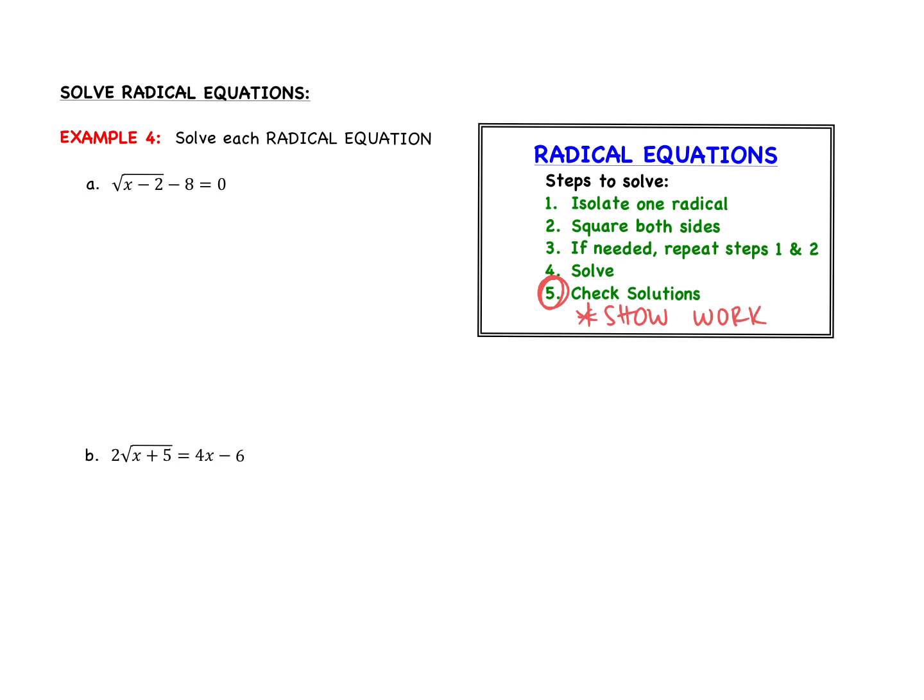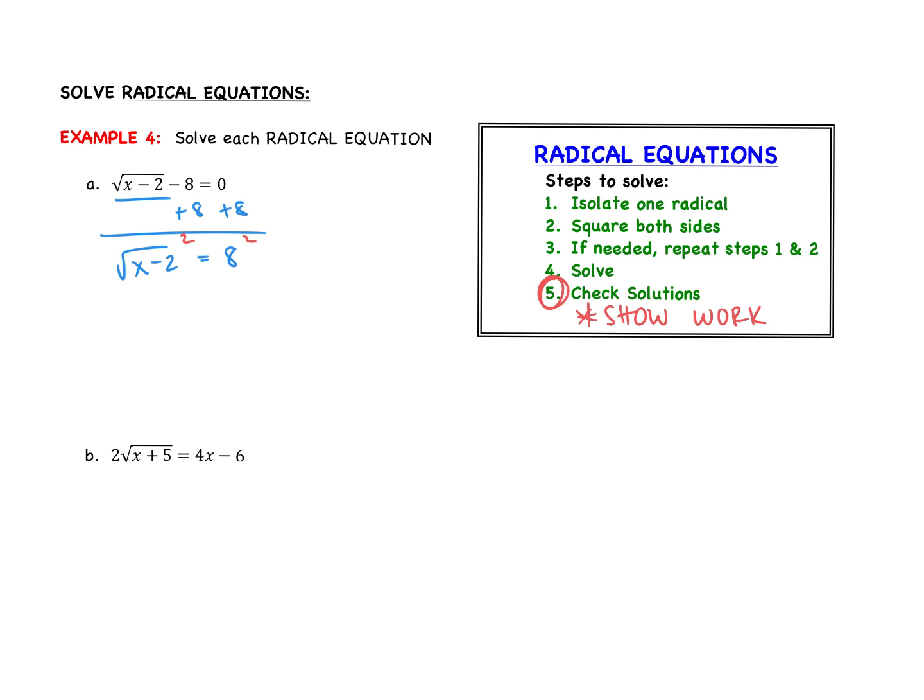So, example A, we need to get the square root alone. I'm going to move 8 to the other side. That was step 1, get the square root alone. Then we want to get rid of the square root. The inverse of a square root is squaring something.